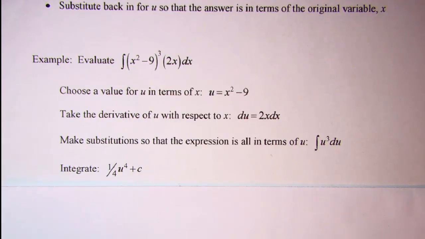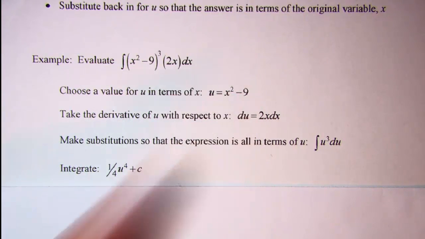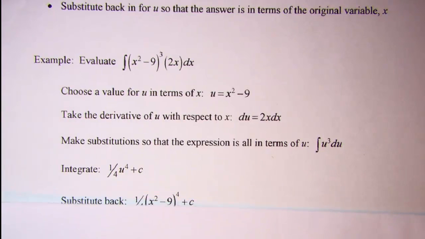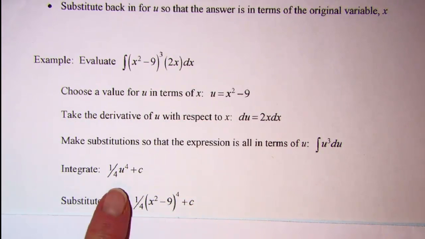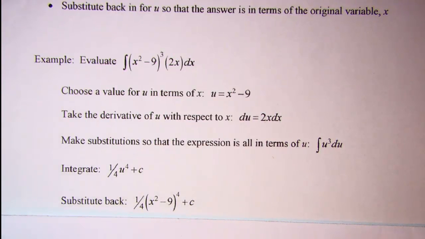Once we get our integration done, then we sub back in place of u. I need to put back in x squared minus 9. So I have 1/4 the quantity x squared minus 9 to the 4th power plus c.